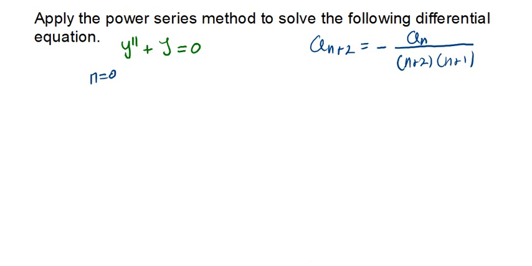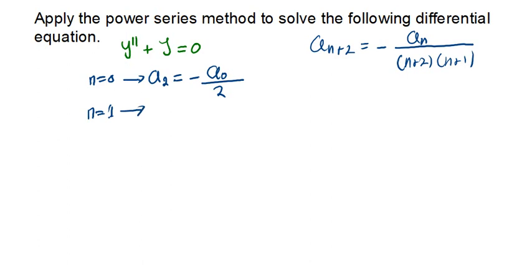Okay, so if I come here and say what do I get? What do I get when n is equals to 0? So if you substitute here where there is n is equals to 0, this is just going to be a sub 2 is equals to minus a sub 0 divided by, so if you put 0 here and if you put 0 here, you're just going to get what? 2 times 1, which is still a 2.